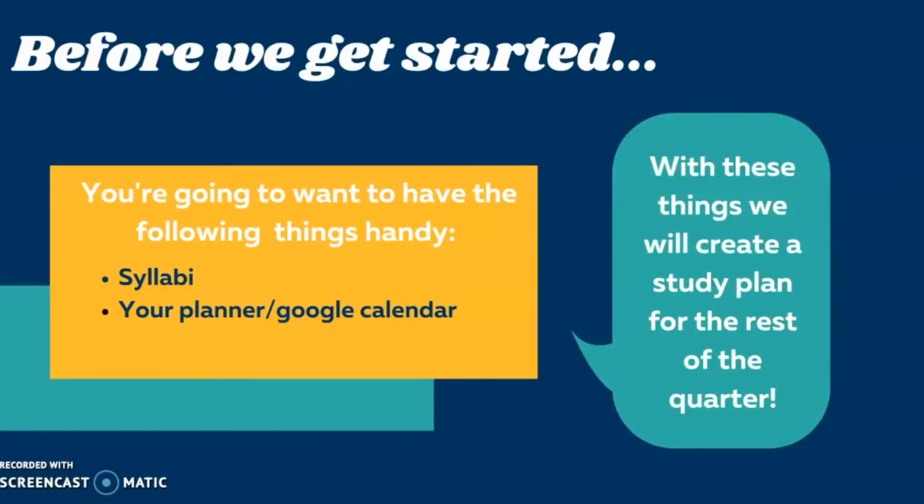First, your syllabi for classes. And second, a planner, calendar, or Google Calendar. Pretty much anything you're going to use for the duration of this workshop to plan. And with these couple of things, we'll create a study plan for the rest of the weeks in the quarter.